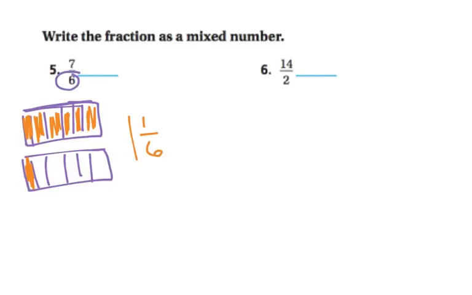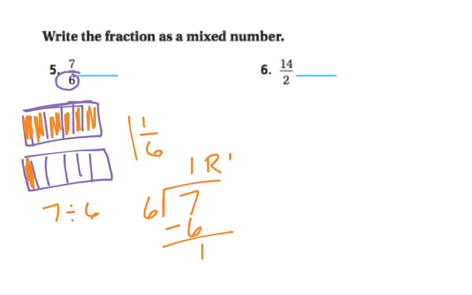Now, how can I do that without a visual? I could use division. 7 sixths is the same thing as 7 divided by 6. And how would I set that up? I'd put 6 on the outside, 7 on the inside. And I would say, how many times does 6 go into 7? Goes in 1 time. Subtract out my 6, so I have 1 left over. So I would be given 1 with a remainder of 1.